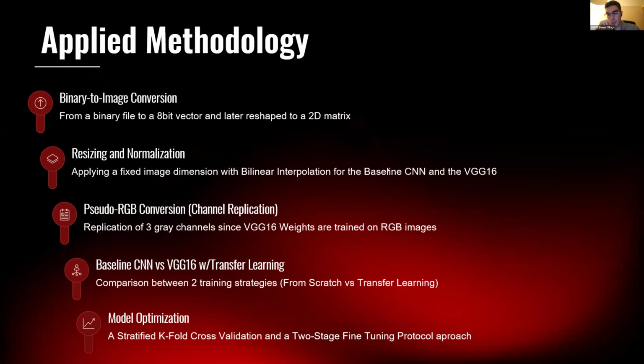Since VGG16 expects a color image, we perform a pseudo RGB conversion by replicating the grayscale channels. This sets us up for our core experiment, comparing a baseline CNN trained from scratch versus VGG16 using transfer learning. And finally, we ensure robust results through a strict model optimization.